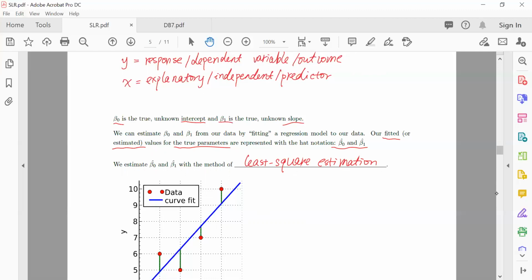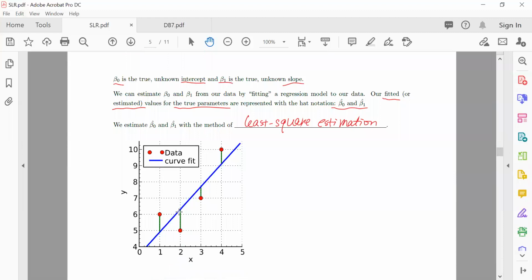Okay, so what is least square estimation? The idea is like this, suppose we have 4 data points. Again, first, you're going to draw a scatter plot and you see 4 data points like this. You want to fit a line that best describes the relationship between x and y, best describes the linear pattern of those data. So how do you decide which one will be the best fitted line?